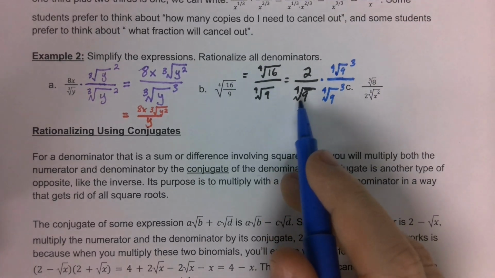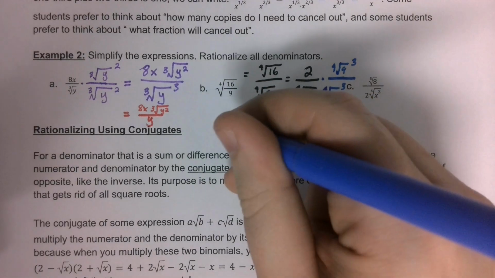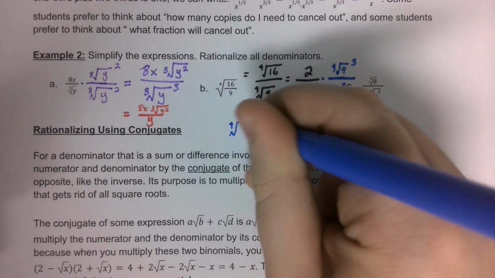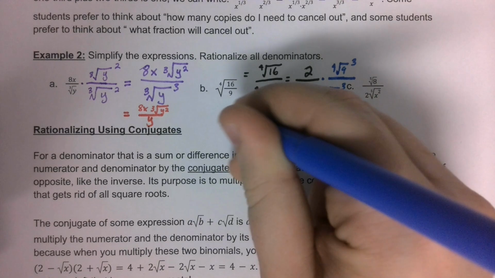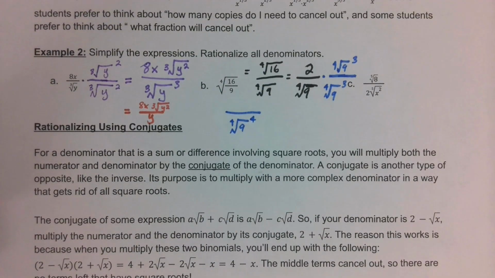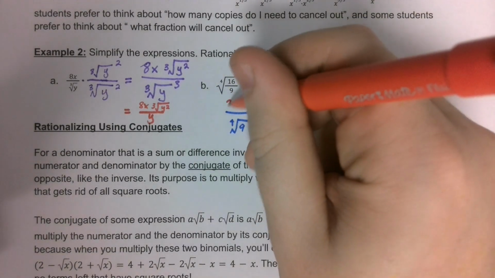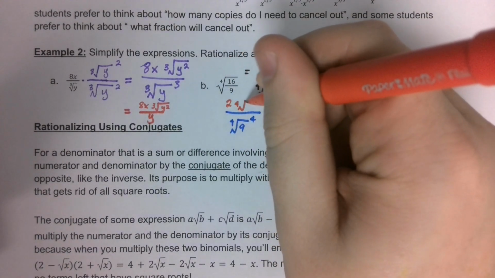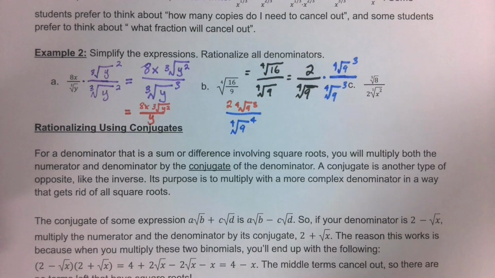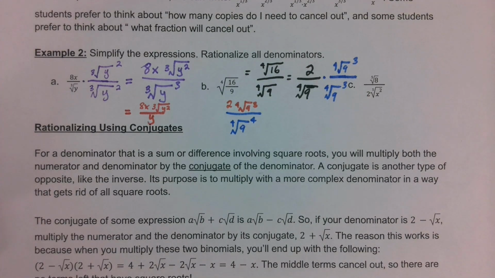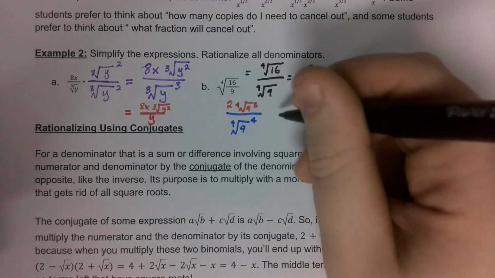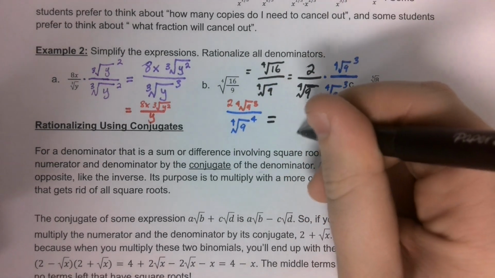Well, the 4th root of 9 times the 4th root of 9 cubed is the 4th root of 9 to the 4th power. So we got it. We got those two numbers to match. But up on top, we have this crazy expression, 2 times the 4th root of 9 cubed. Insane. On the bottom, we have the cancellation. So this is just 9 on the bottom.